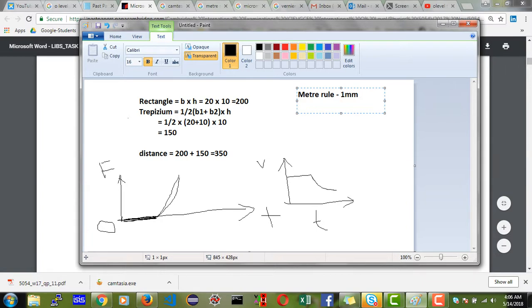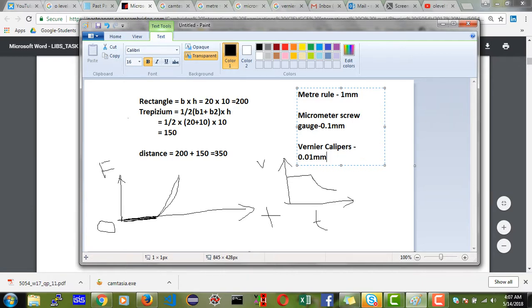The second one is the screw gauge, micrometer, and this has a precision of 0.1 millimeter. The last one, vernier calipers, has a precision of 0.01 millimeter.